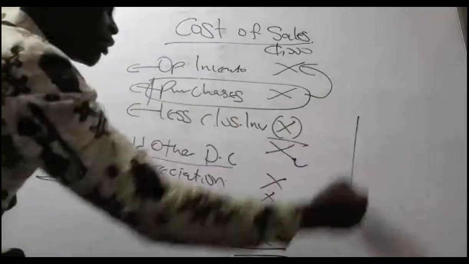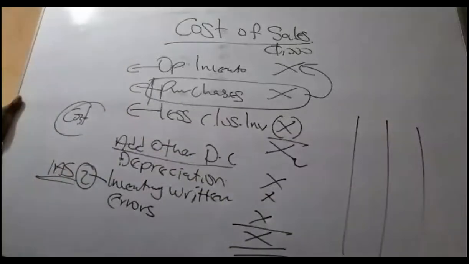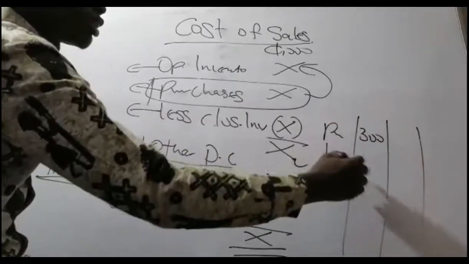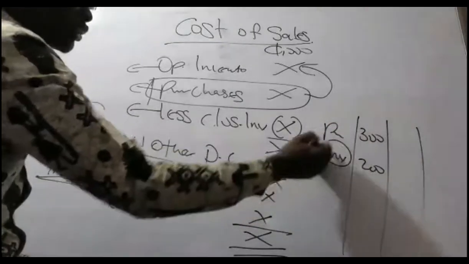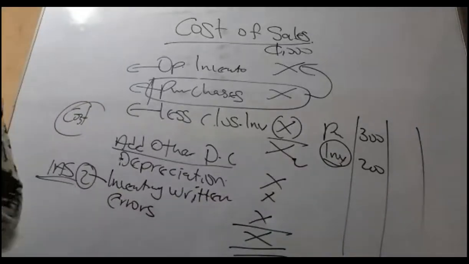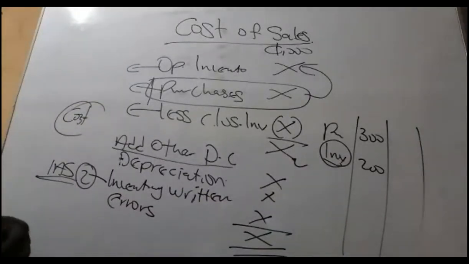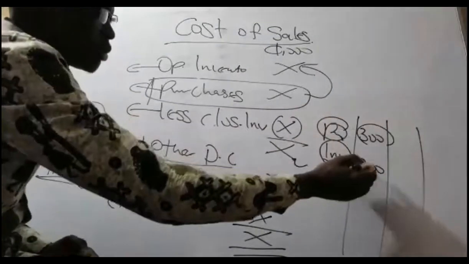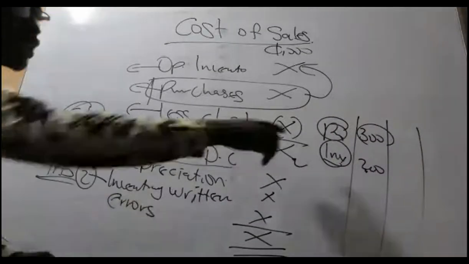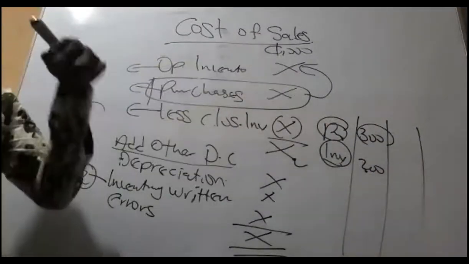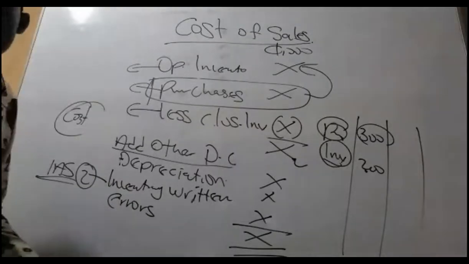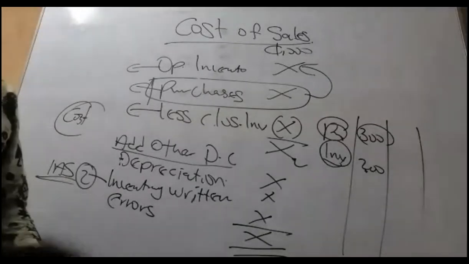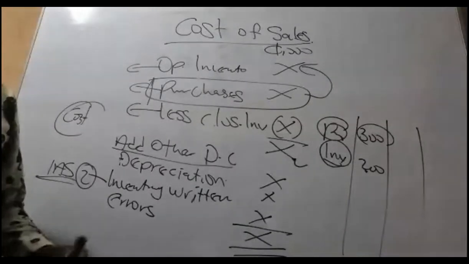Let me repeat. So in a trial balance like this, I inform you purchases, maybe 300, inventory, 200. This inventory, we just said inventory, not closing, not opening, no date attached to it. Once there's purchases in a trial balance, this inventory becomes opening. So anywhere you see purchases in a trial balance and there's inventory in a trial balance, that inventory is opening. Because purchases and opening inventory are twins. They move together.